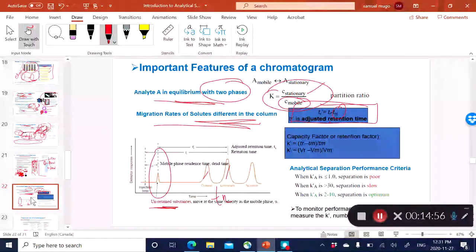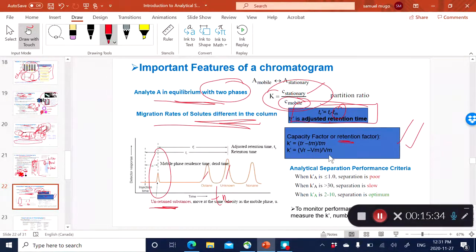A very important performance criteria of how good the separation is is what you refer to as a capacity factor, or what sometimes they refer to as the retention factor. So take note about how it's calculated. You essentially take the adjusted retention time, divided by the void time, the amount of time that the unretained species took, so the TM. Sometimes they call it the void volume or the void time. Okay, so that's how you calculate the capacity factor.